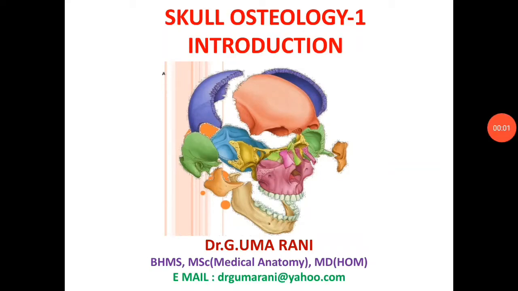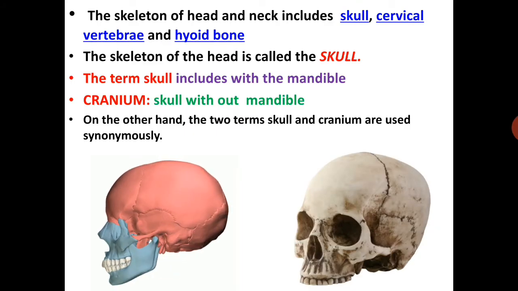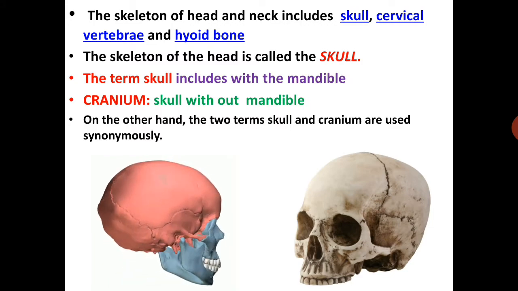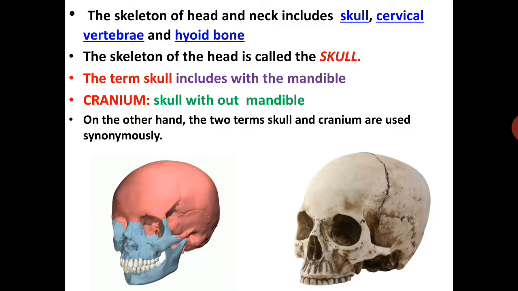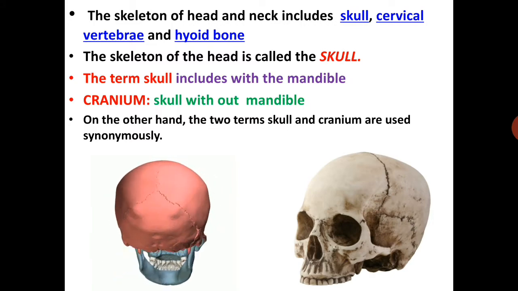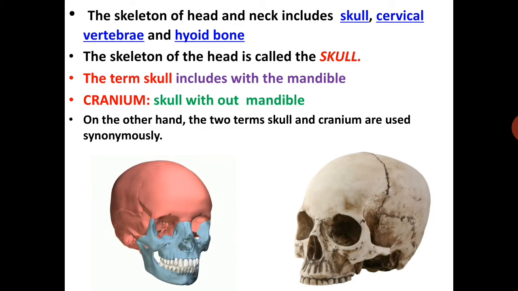Hello everyone. In this video I explain in detail the introduction to the osteology of the skull. The study of osteology, or bony skeleton, of the head and neck creates the foundation to understand the head and neck region. The skeleton of the head and neck includes the skull, cervical vertebrae and hyoid bone. The skeleton of the head is called the skull.